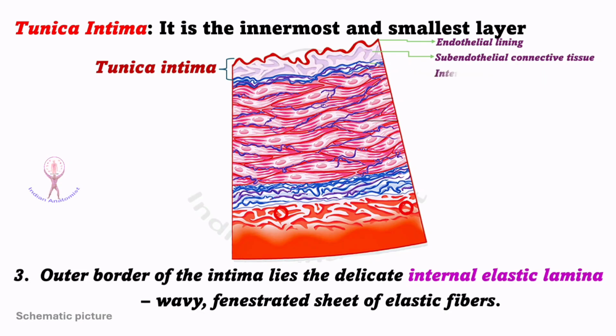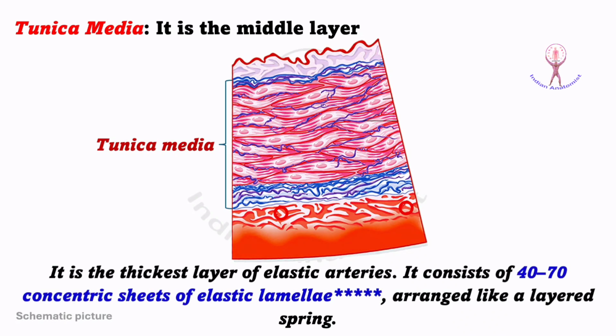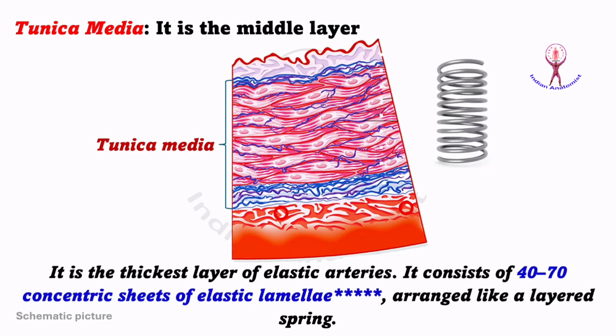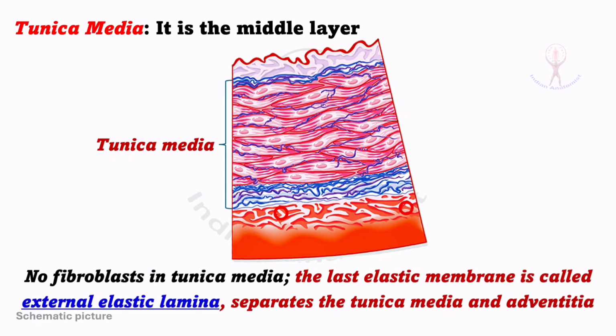Now, we will discuss the tunica media of a large artery. The tunica media is the thickest layer, and the hallmark of elastic arteries. It consists of 40 to 70 concentric sheets of elastic lamellae, arranged like a layered spring. Between them, it contains few smooth muscle cells and collagen fibers. There are no fibroblasts in the tunica media, and all the connective tissue elements are produced by the smooth muscle cells. The elasticity of this layer allows the large artery to stretch during systole and recoil during diastole.